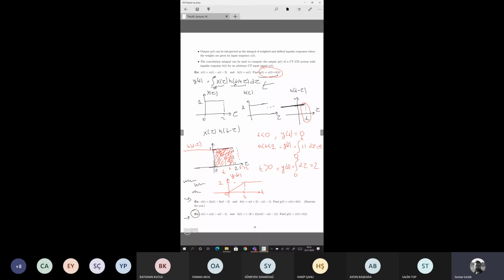First, remember how we find the outputs to an LTI system. y of t is simply the integral from minus infinity to plus infinity of x of tau, h of t minus tau, d tau. So this is our main formula. Also, please note that I can interchange x and h, so I can write it as h of tau, x of t minus tau, d tau. These are actually the same, but we will mainly be using the first one in order to find y of t.